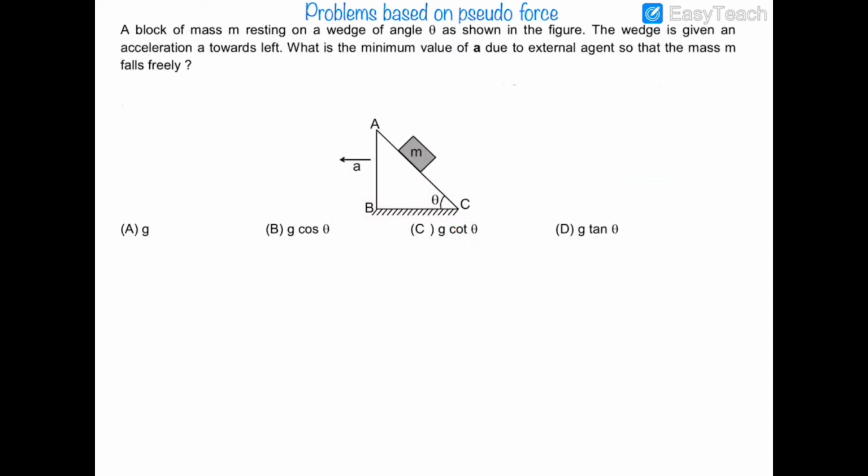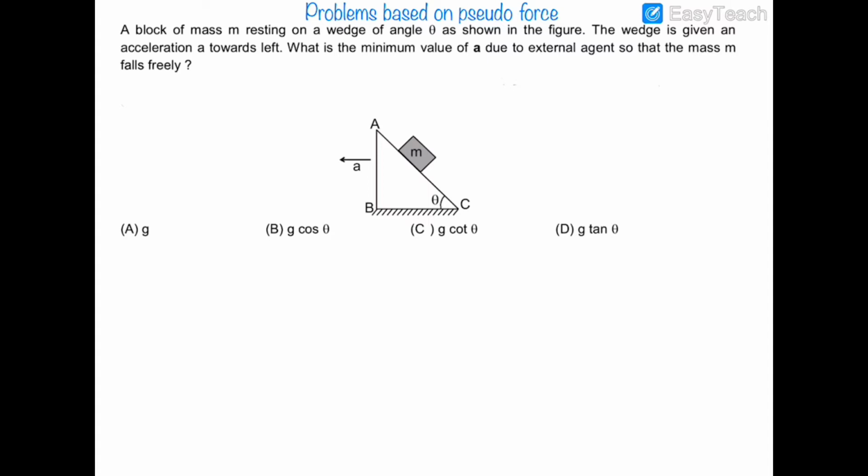This question says that there is an inclined plane and it is moving with an acceleration of a as shown in the figure. There is a mass m kept on the inclined plane, and we have to find the minimum value of acceleration a so that this mass falls freely. For free fall, we know that there should be only one force acting on the block, which is mg, and apart from that mg, no force should be acting on this block.